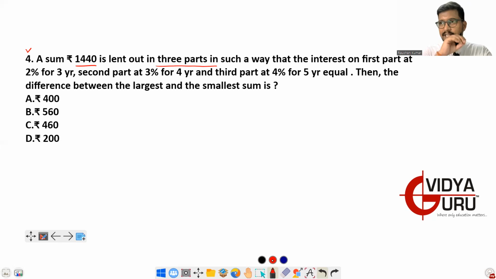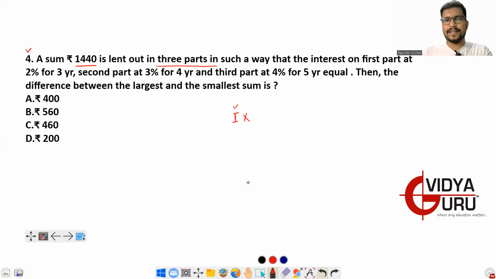But if you divide like this, the first part is 1440 minus A or B, C, no, we don't have to divide it like this. This is all about your ratio concept. Okay, see here, the question is saying, first part is basically taken at 2% for 3 years, second 3% for 4 years, and third 4% for 5 years.